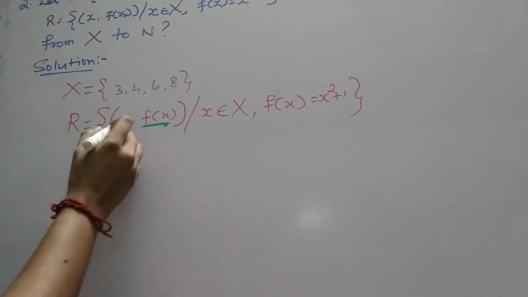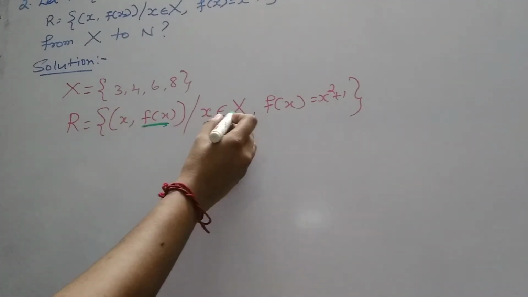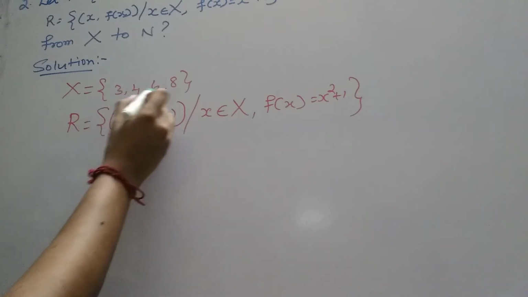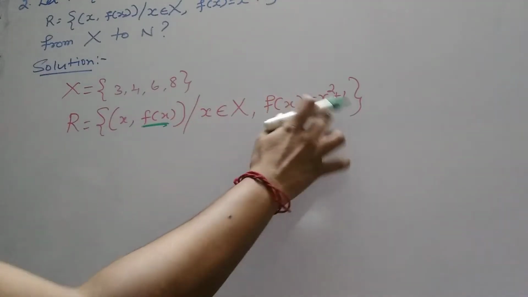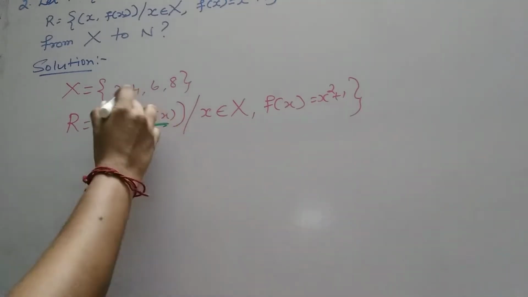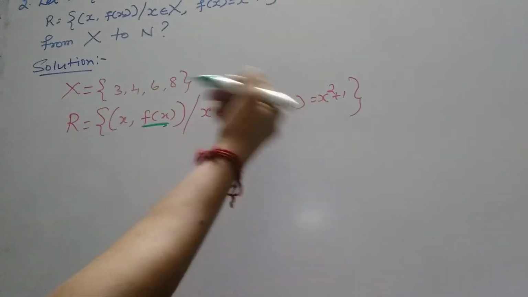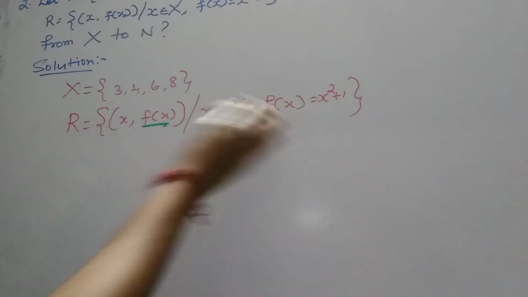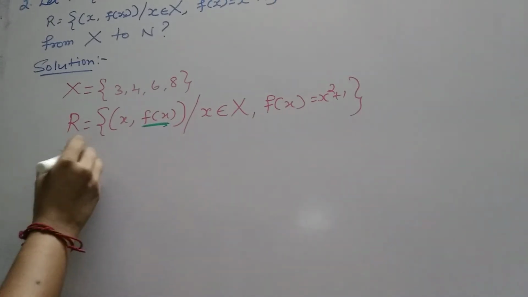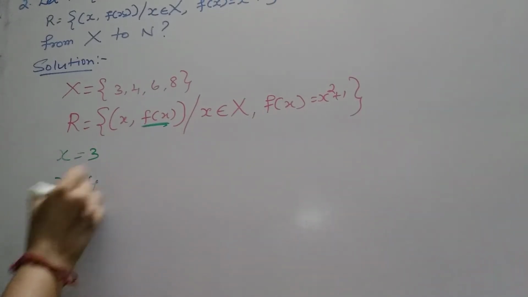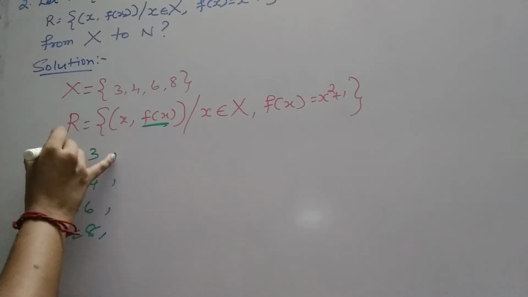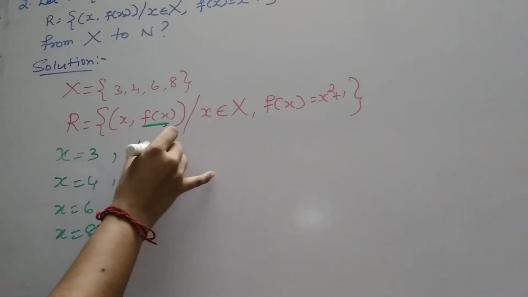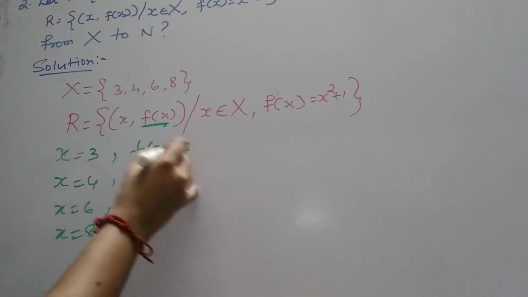So first find X and Y. X belongs to capital X, that means it is from 3, 4, 6, 8. Your X number should be 3, 4, 6, 8 only, and your F of X should be related to this X. Whatever answer you get, that is the F of X. So choose X as 3, X as 4, X as 6, X as 8. For these X values, first find what the F of X values are.